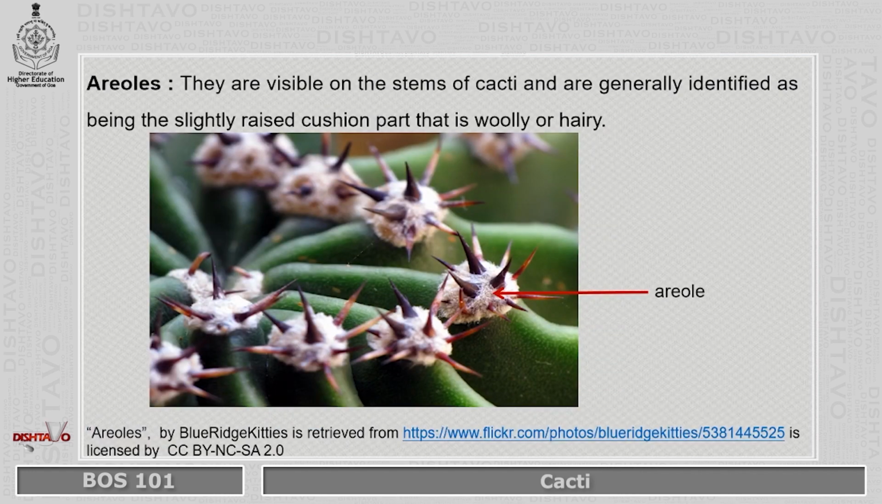Areoles. Now these areoles are unique to the cactus plant family. They look like a bump or a slightly raised cushiony, woolly or hairy structure, and it will have spines and flowers protruding out from it. Now the shape of this areole, in some species it can be oval, whereas in others you will find them in a circular shape.